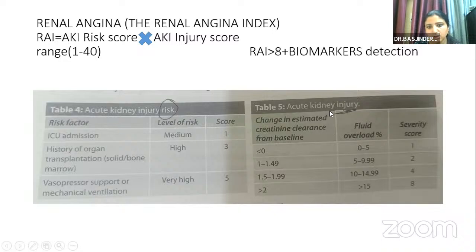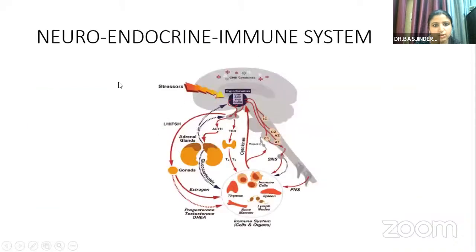Then for the acute kidney injury, it is the estimated change in creatinine clearance from baseline and the corresponding score. It is the same thing as when you suspect that a cardiac patient has chest pain and angina, and when you see that the cardiac biomarkers have risen, you confirm the diagnosis of ACS if the patient has come with the symptoms. Similarly, with the renal angina index, you can assess whether your kidney is at risk. So this was all about the renal.